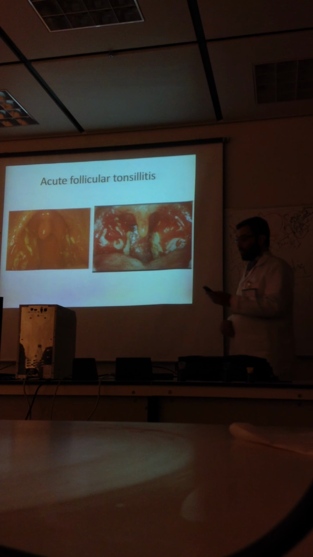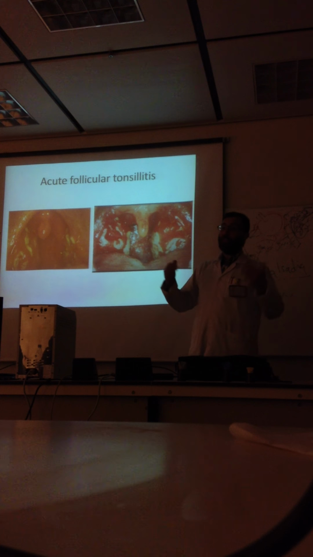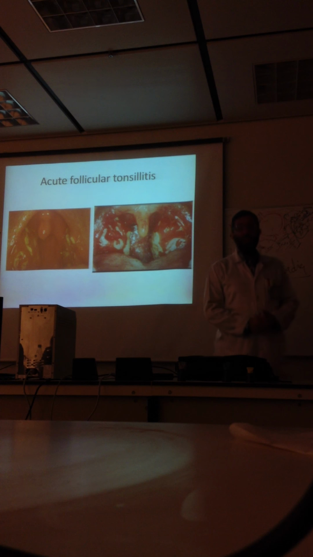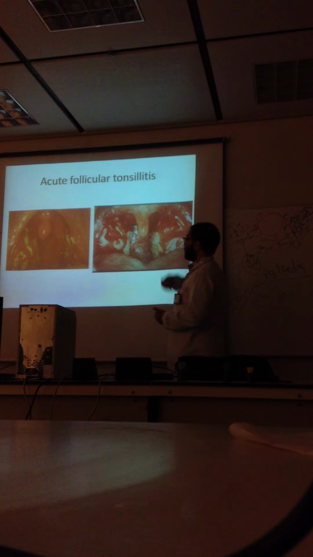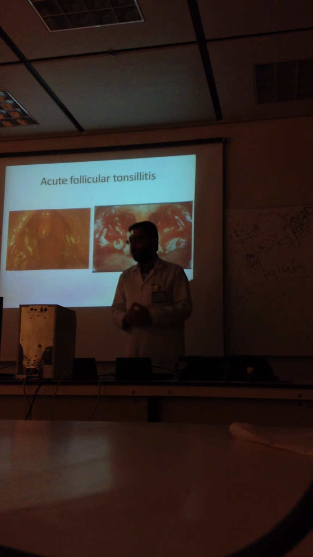Now the oropharynx. A very common condition: acute follicular tonsillitis, acute tonsillitis in general. The organism is group A beta streptococcus. The fever is there, the lymph node is there, the child has severe pain in the throat, halitosis, and you see the crypts full of pus. This is acute follicular tonsillitis, the severe form of tonsillitis.